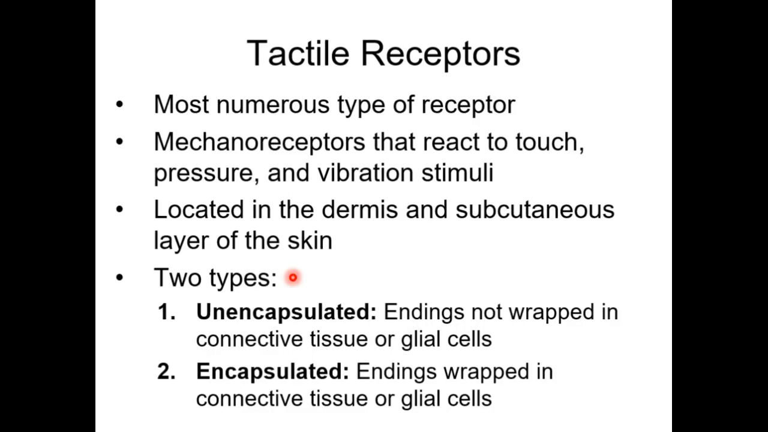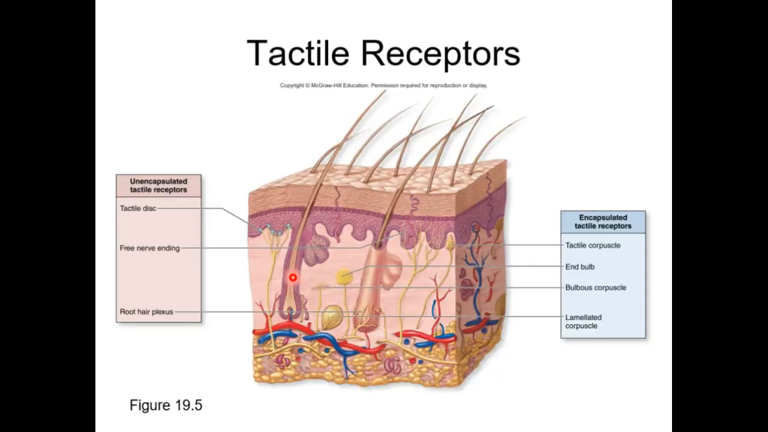Okay, your tactile receptors, we're going straight back to integument. This is going to be integumentary review right here. You have encapsulated and unencapsulated tactile receptors in the skin. This should look really familiar from our integument lecture. You've got some lamellated corpuscles down here. You've got some tactile corpuscles up here. You have some free nerve endings extending into the epidermis here.